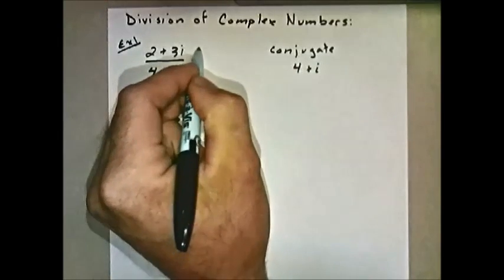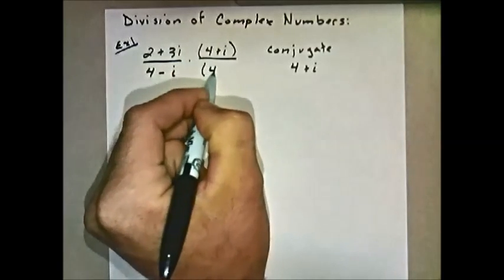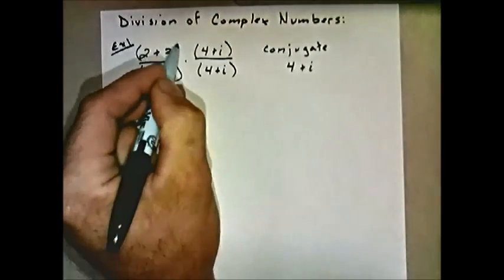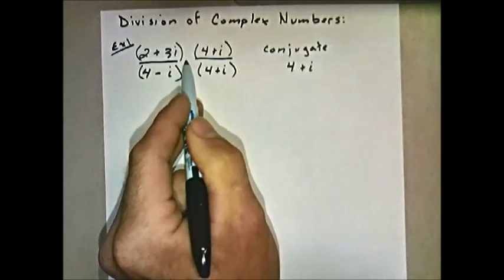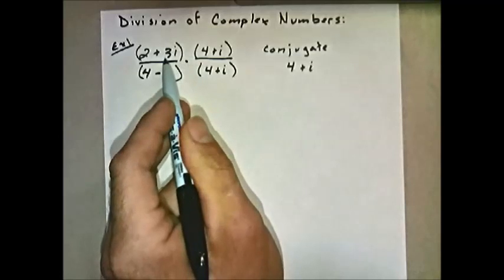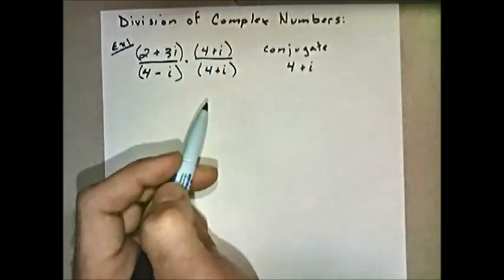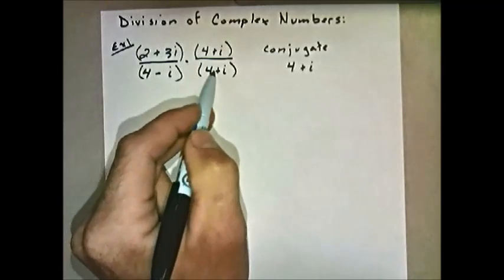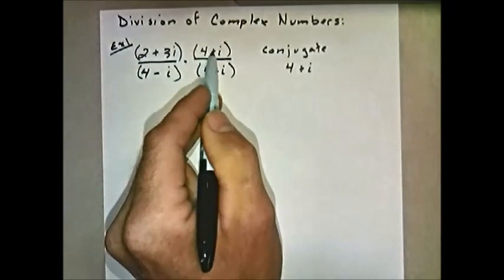And what we're going to do is multiply the numerator and the denominator by that conjugate of the denominator. Why do I have to multiply the numerator? Because in order to multiply a fraction and not change the fraction, I need to multiply by the same thing on both top and bottom. So now my problem simply becomes two multiplications of complex numbers. So 2 plus 3i times 4 plus i.